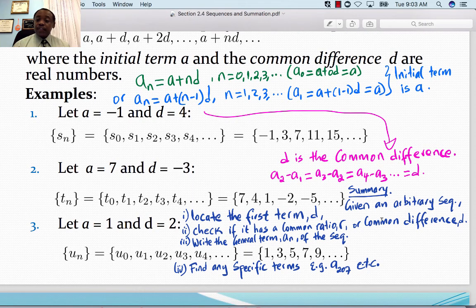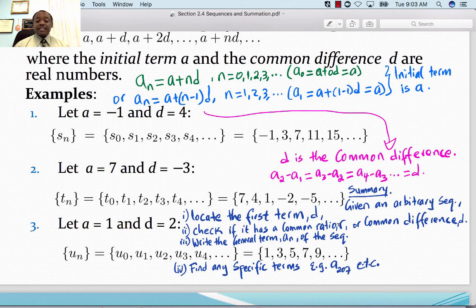So, summary. If you are given an arbitrary sequence and you want to determine whether it's a GP or an AP, there are a couple of things you do. First of all, number one, locate the first term, A. So whether it's a GP or an AP, the first term is going to be A. And number two, check if it has a common ratio r or a common difference. So try taking the quotient of consecutive terms and see what you get.